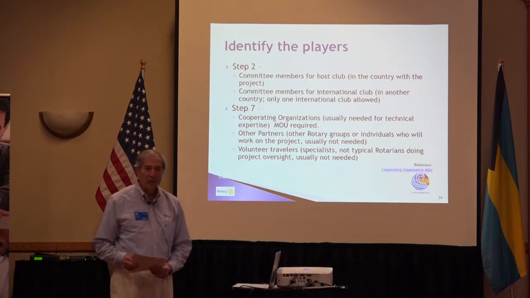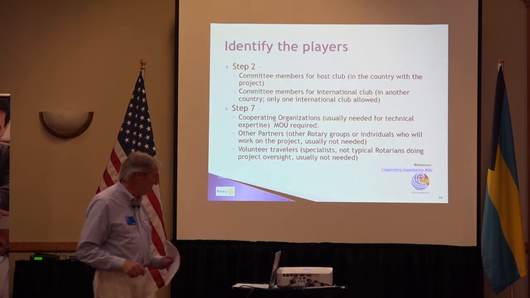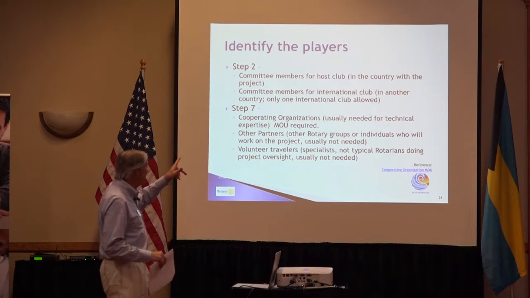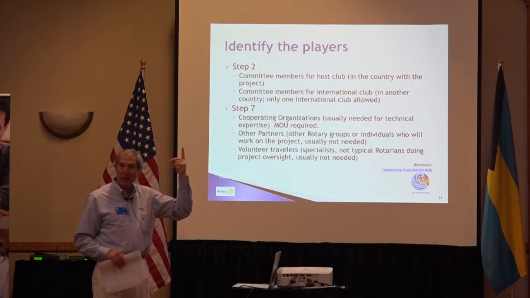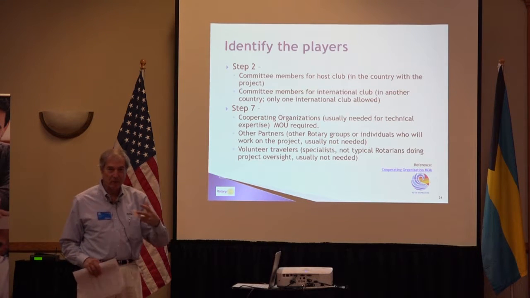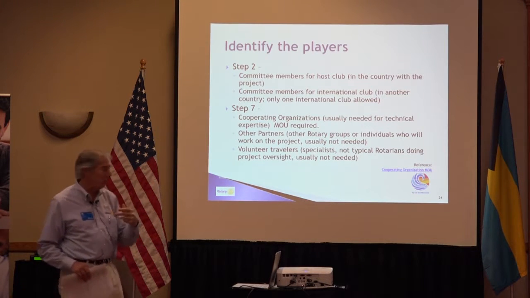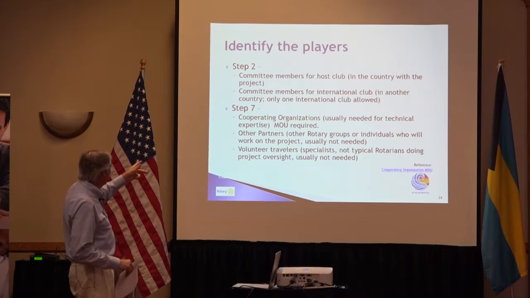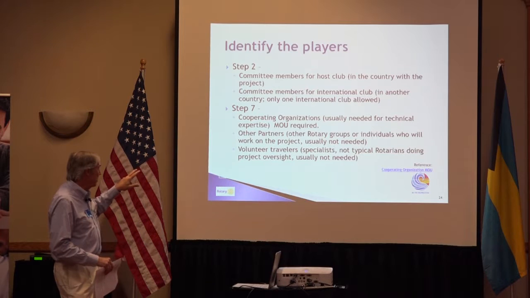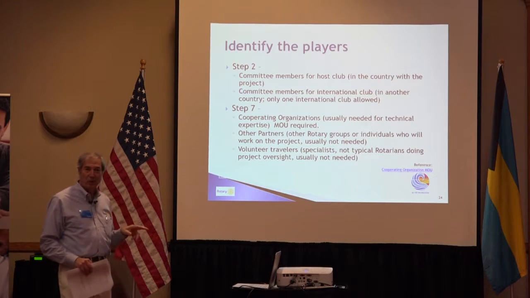Okay, so now let's talk about the players and what you have to do there. These are some in step 2, the committee members. We talked about who's the host and who's the international one, and you have to have these. You have to have 3 in each committee. And then step 7, you've got cooperating organizations, partners, and volunteer travelers.